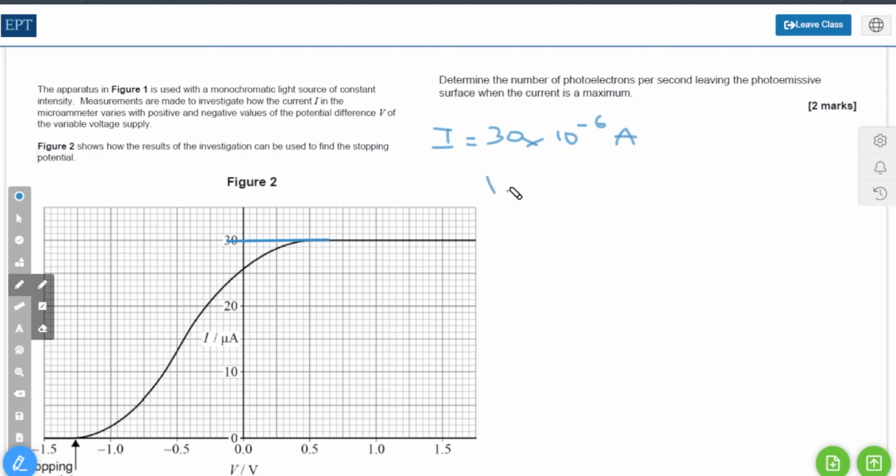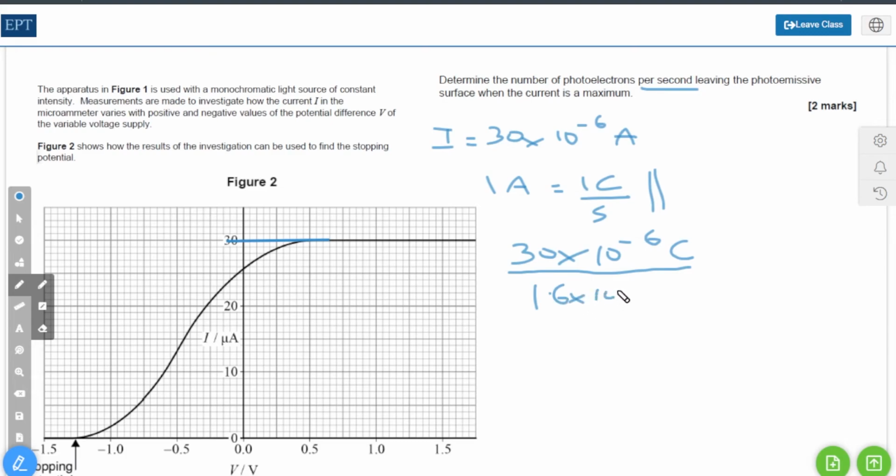And we remember that 1 amp is the same thing as 1 coulomb of charge flowing in a second. Now interestingly, we have 1 second noted in our question. But instead of 1 coulomb flowing, we actually have 30 times 10 to the minus 6 coulombs flowing. And if we divide that therefore by the charge on each electron, which is 1.6 times 10 to the minus 19, that will tell us how many electrons have travelled across the gap. And that comes out as 1.9 times 10 to the 14 electrons per second. And really, I should put the symbol for an electron in there.